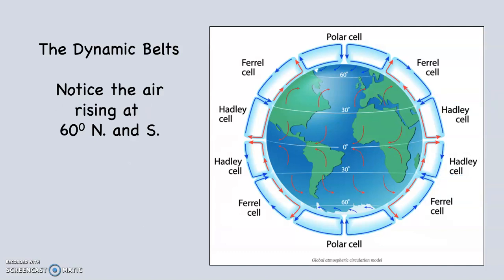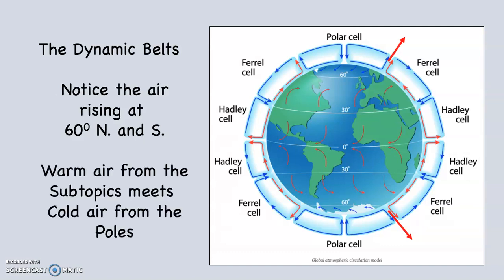Now it becomes even a little bit more complicated. Take a look at 60 degrees north and south. You can see that there are arrows that are moving up, red arrows and blue arrows at both of those locations at 60 degrees north and south on either side of the globe. See that? What's happening there? Well, what's happening there is this. Warm air from the subtropics meets cold air from the poles.